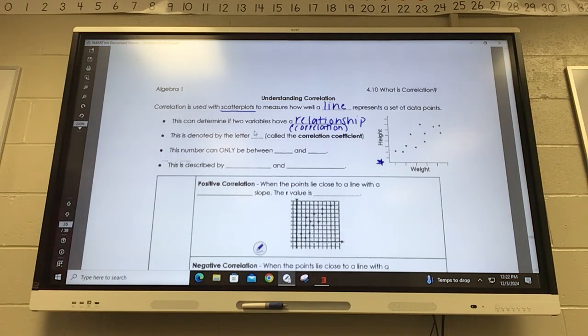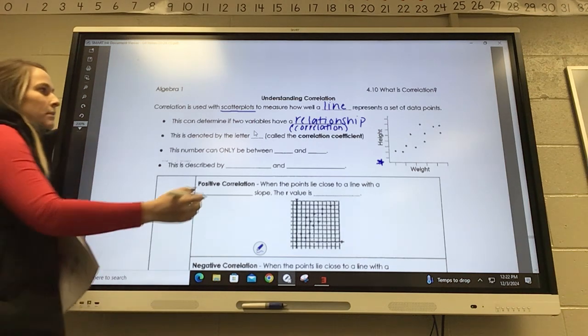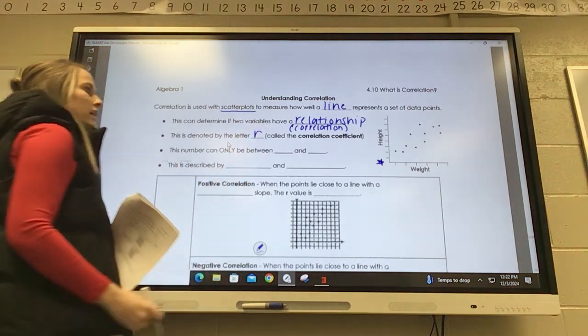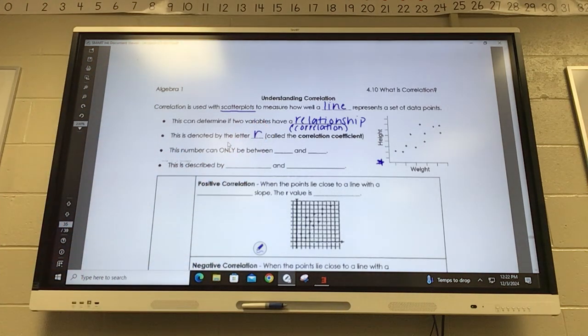So we have a variable that's used for correlation coefficient, kind of like m is used for slope and b is used for y-intercept. The letter r is used for correlation coefficient, and I'm not going to show it to you today, but tomorrow I'll show you where that r is on your calculator. It's on Desmos, but not today. We'll save that for tomorrow.